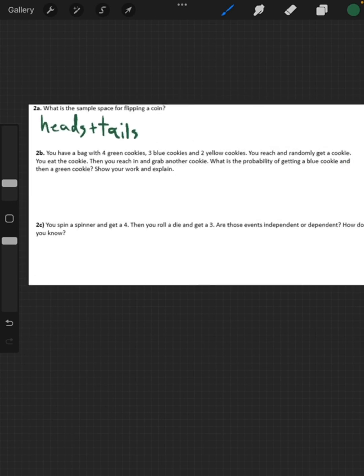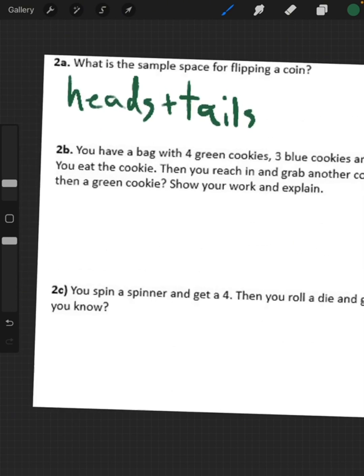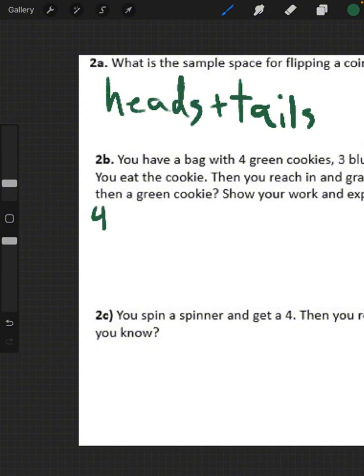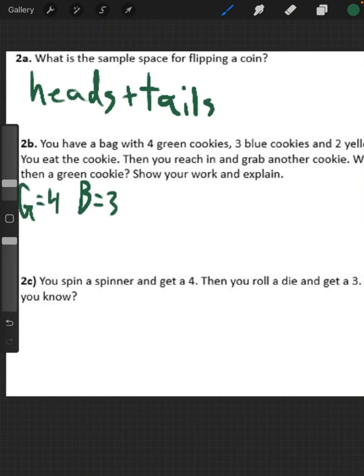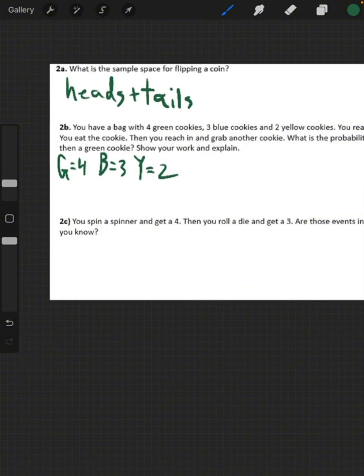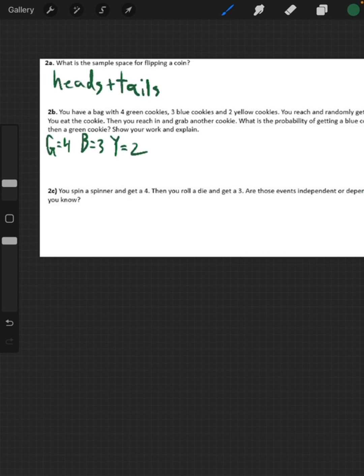Okay. Second question: you have a bag with 4 green cookies, 3 blue cookies, and 2 yellow cookies. So let's write that down real quick. Oh, hey, green. I'm writing with green. That's funny. So G equals 4, B equals 3, and Y equals 2. G is green, B is blue, Y is yellow. Probably could have assumed that, but whatever.